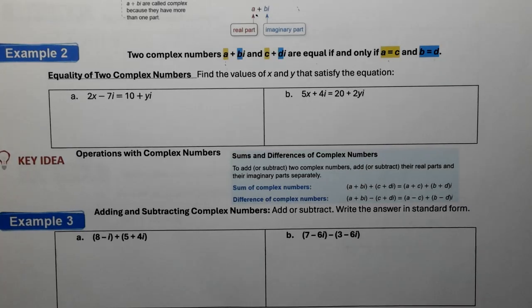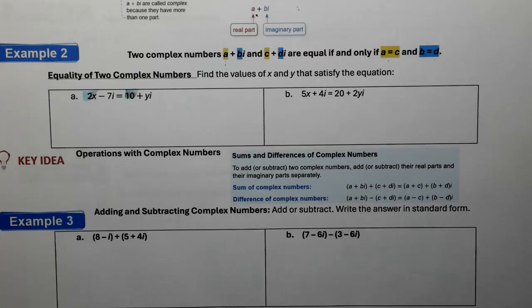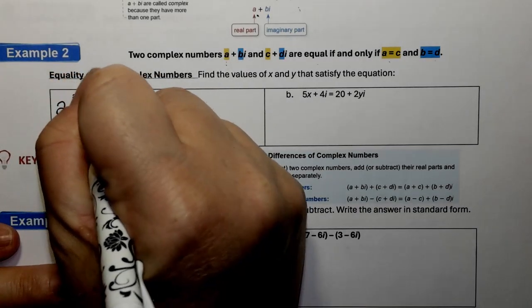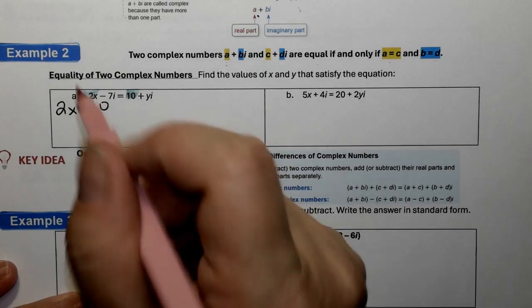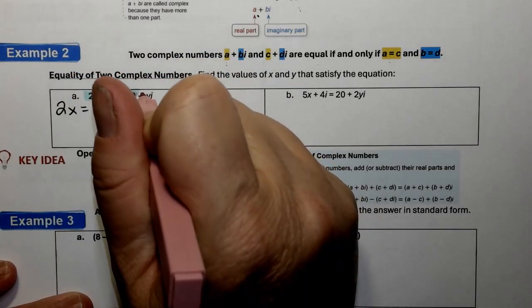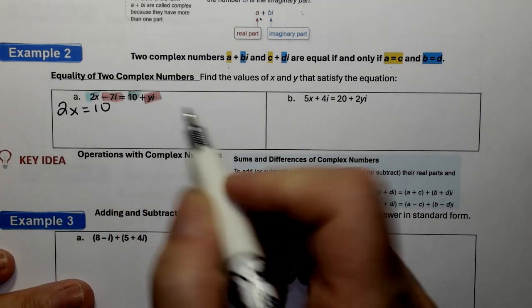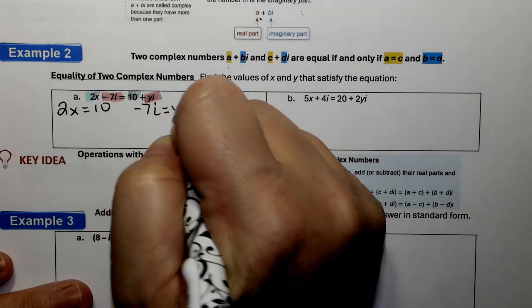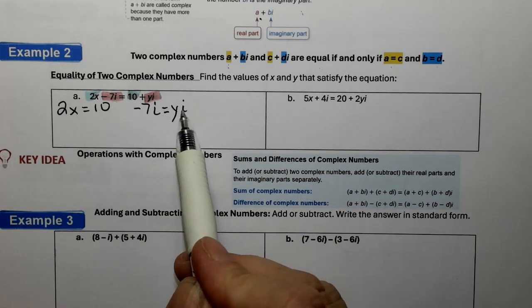Well, if I look at this, I have a 2x and I have a 10. Those are my real parts. There's no i value with them. So I'm going to do 2x equals 10. And then I have -7i and yi, and those are my imaginary parts because they have i. So I'm going to do -7i equals yi. And now I'm just going to solve for x on this one, y on this one.